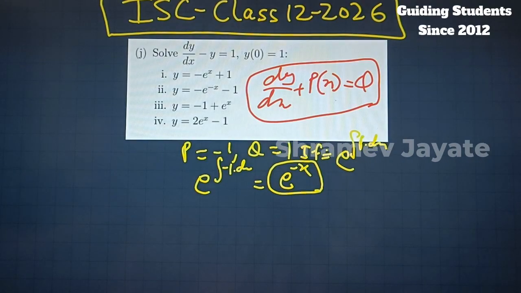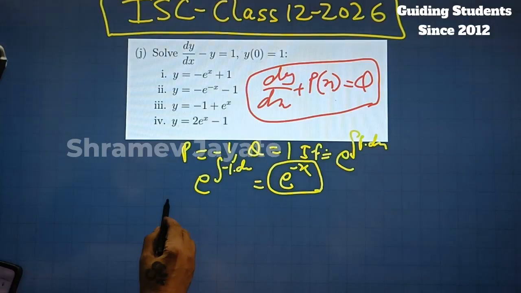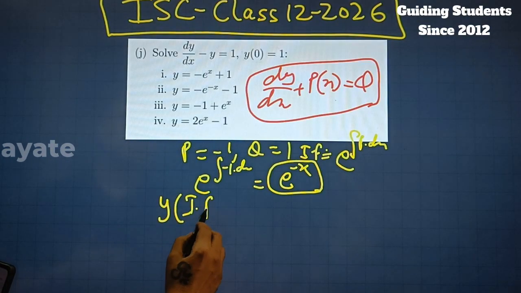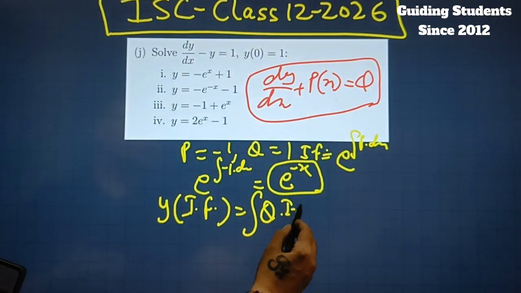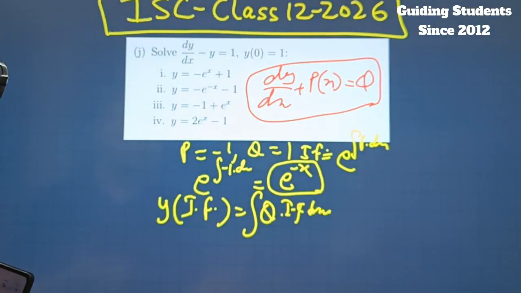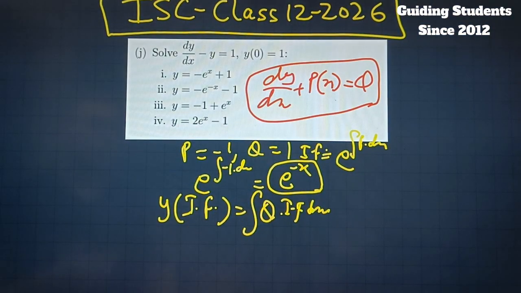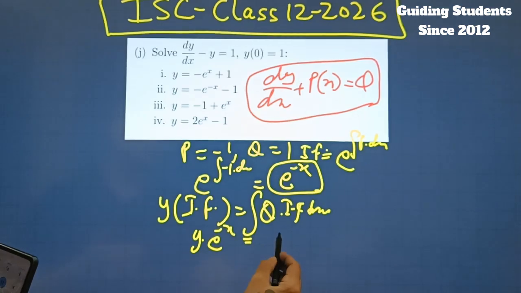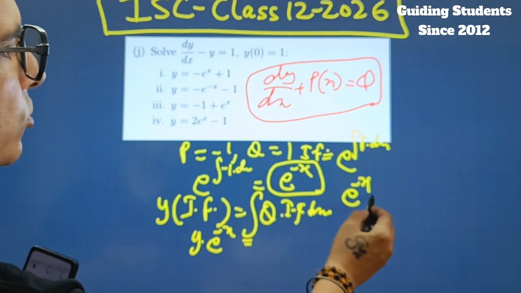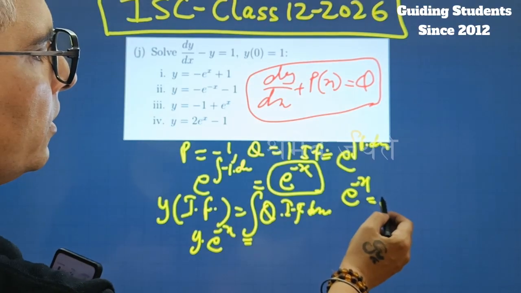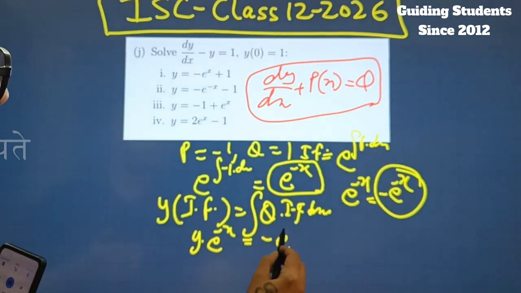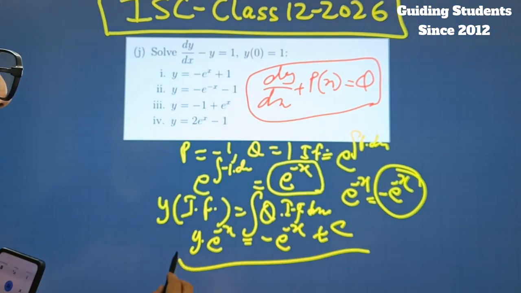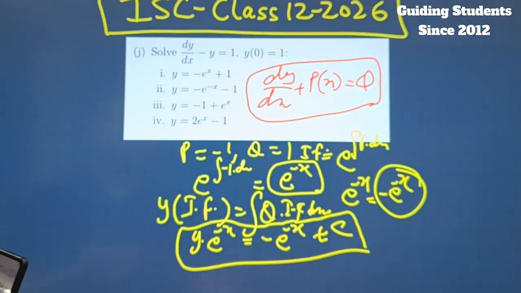Now we have to write the solution here. So we write y into integrating factor equals integration of Q into integrating factor into dx, very simple. So y into e raised to the power minus x equals, Q is nothing but 1 only, so integration of e raised to the power minus x. Integration of this is nothing but minus e raised to the power minus x. So equals minus e raised to the power minus x plus c you are going to get. So this is your solution of the differential equation only.